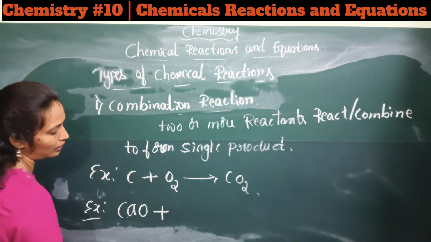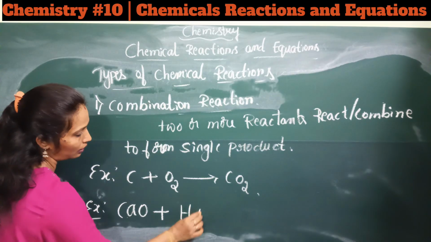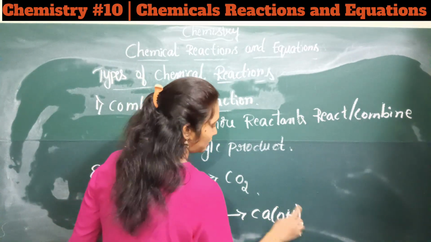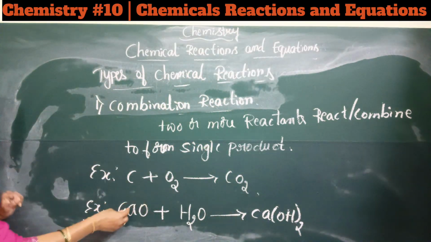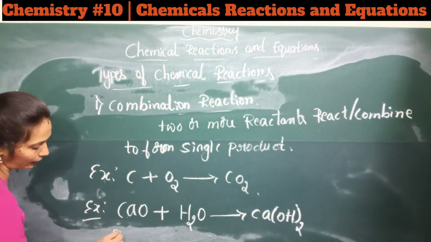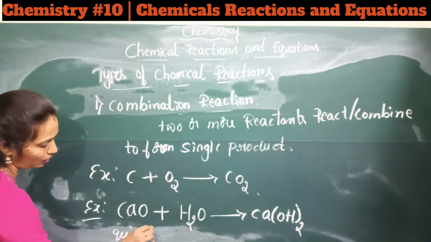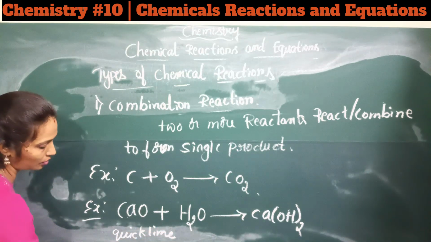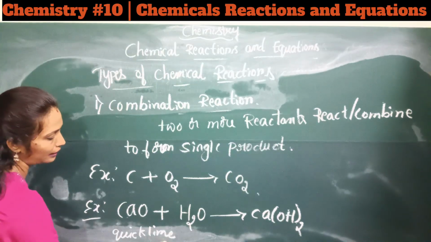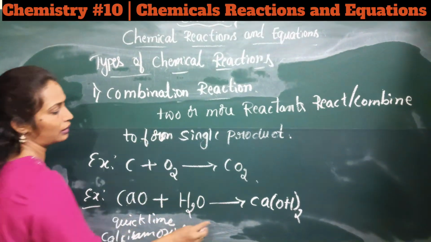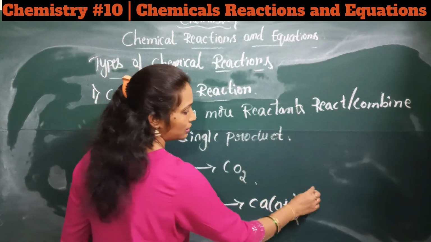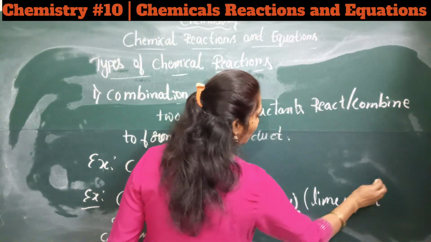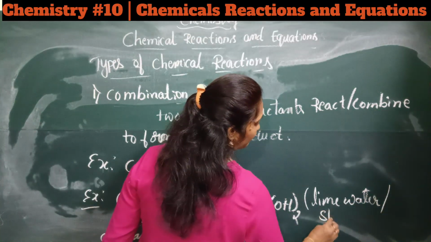Calcium oxide reacts with water. There is a formation of calcium hydroxide. This guy is very important, that I already explained to you. This is our quicklime, or what I wish to say, calcium oxide. Please note down calcium oxide. When it reacts with water, there is a formation of lime water. Don't forget this one, lime water or slaked lime.